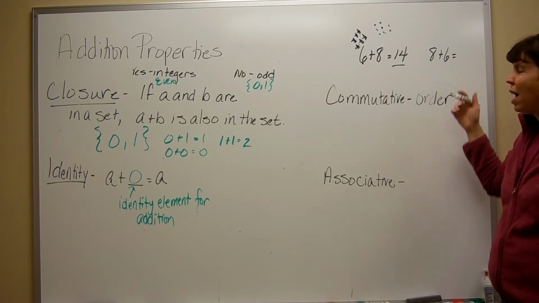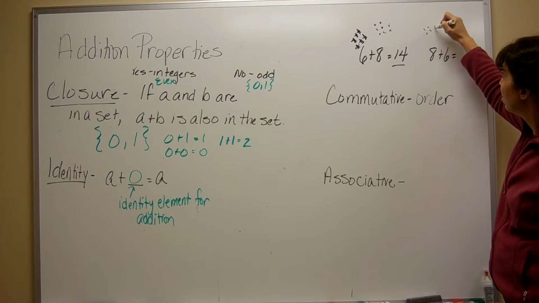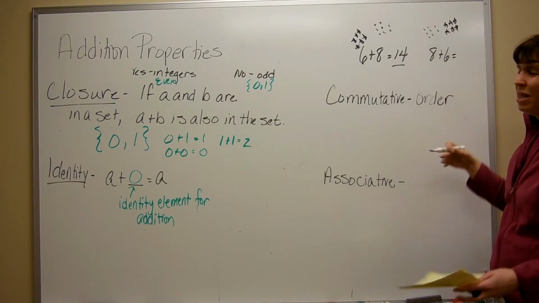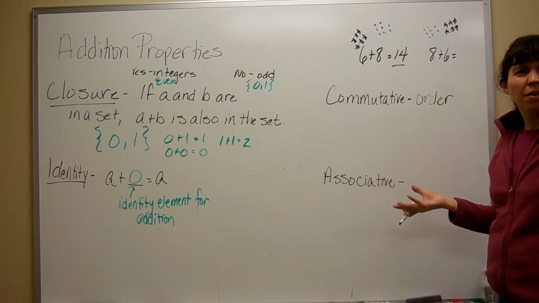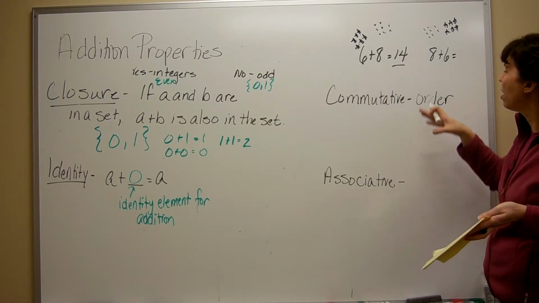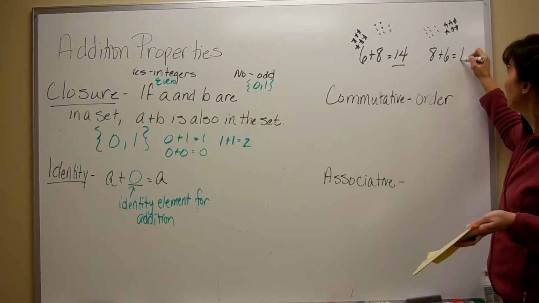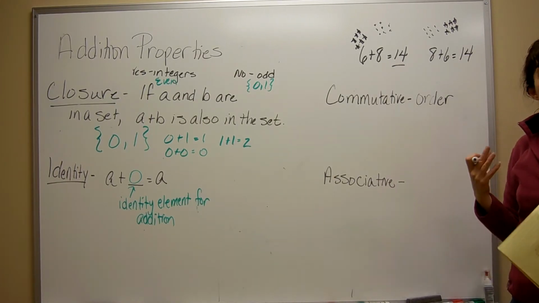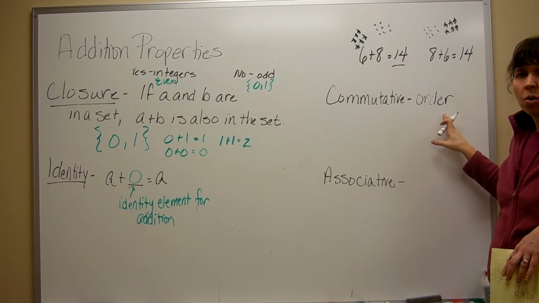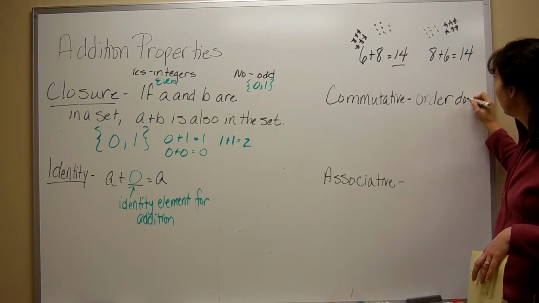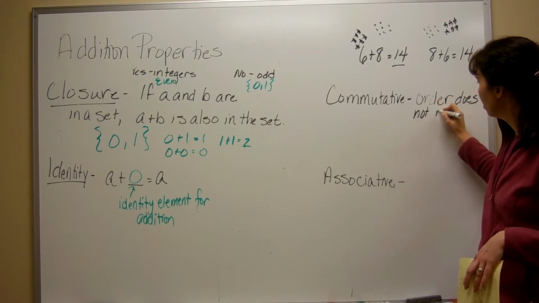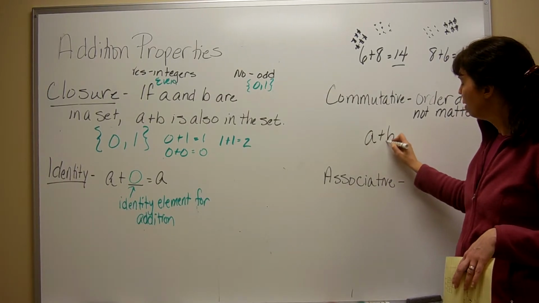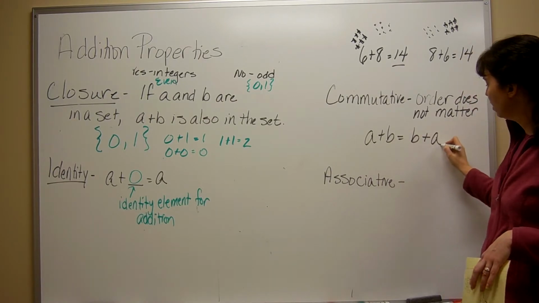Well, if I were to switch that around and grab the 8 of them first and then put the 6 with them, when I'm done, I still have the same total number of elements. I still have the same union. It didn't matter which of these numbers I started with. I still received the same result. And that's what the commutative property is formalizing. It's saying, hey, when we add, it doesn't matter the order that we add in. Order does not matter. So if I take A plus B, I will get the same answer as B plus A.